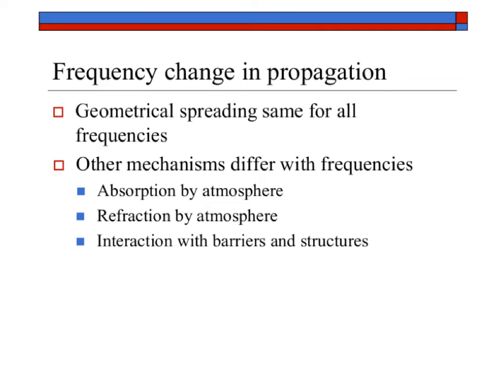When we look at how sound level changes with distance, there's no effective frequency. Geometrical spreading is the same for all frequencies, so the frequency content of the sound is unchanged. It's just the sound pressure level decreases as we move away from the source. However, there are other mechanisms which reduce the sound pressure level as well, and these differ depending on the frequency of the sound. Absorption by the atmosphere is frequency dependent, refraction by the atmosphere is frequency dependent, and so is interaction with barriers and structures. So this all becomes a bit more complicated than the simple geometrical spreading.